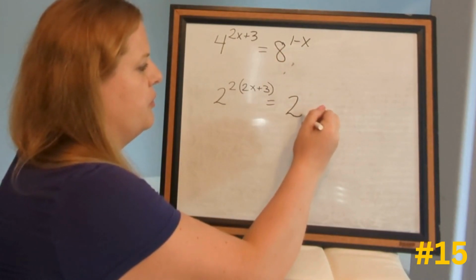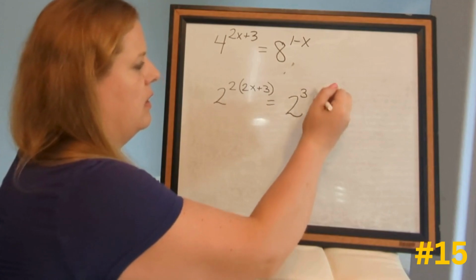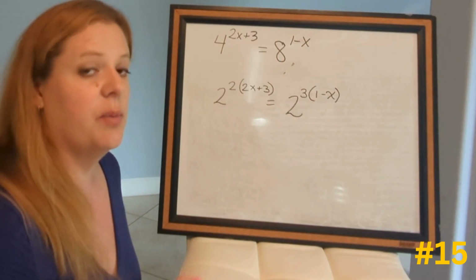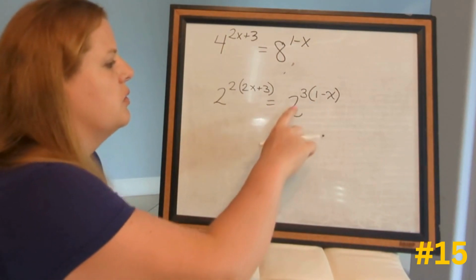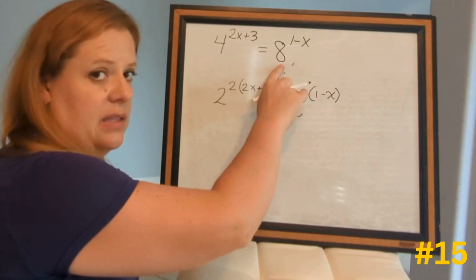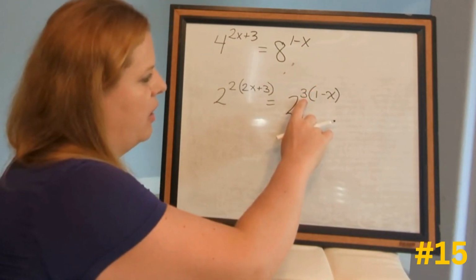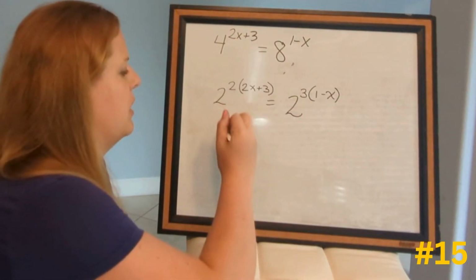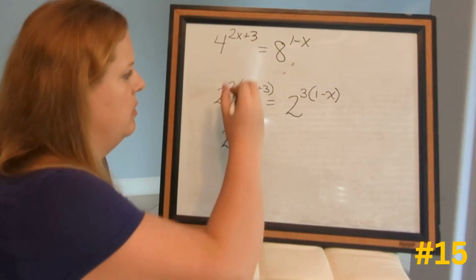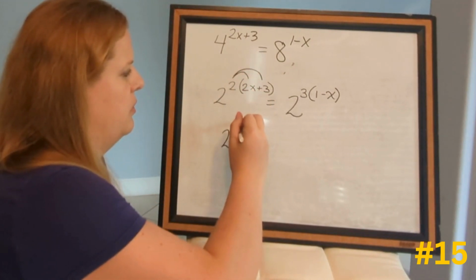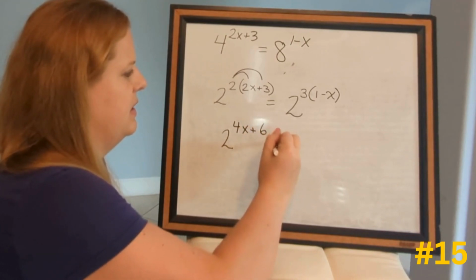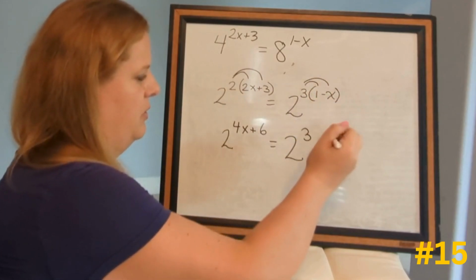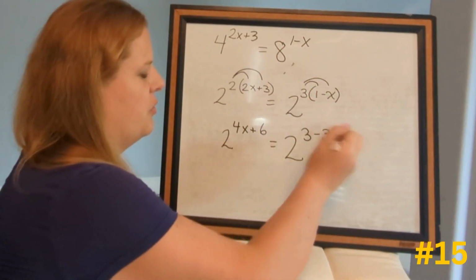8 is a perfect cube, and our exponent still has 1 minus x. It'll be multiplied by the cube. So 2 to the third is the same thing as 8. And then we multiply our new exponent by the old exponent that was already there. So now we have 2, distribute, 4x plus 6 equals 2, distribute, 3 minus 3x.